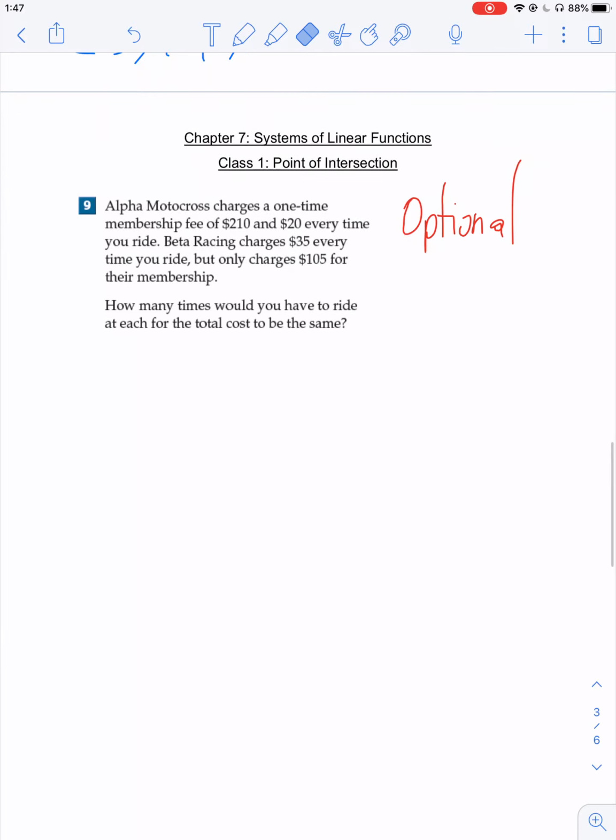Okay, so you have this Alpha. They charge a one-time membership fee of $210 and $20 every time you ride. So if I were to write this as a function, x would be the number of rides. So this is like an amusement park, I guess.